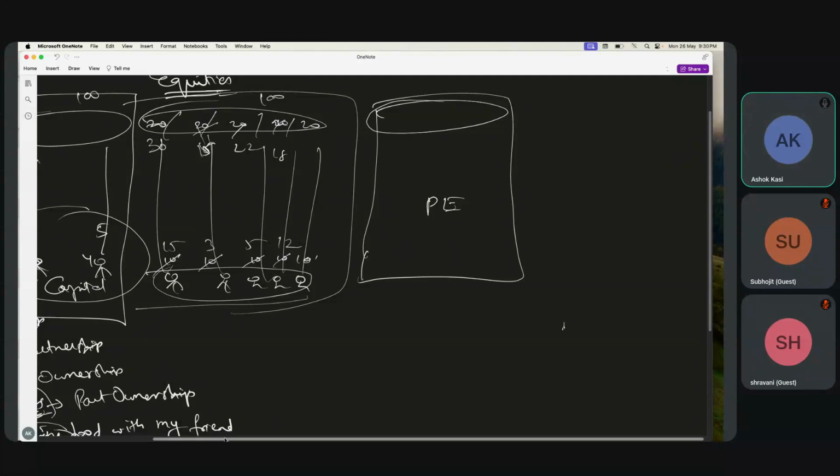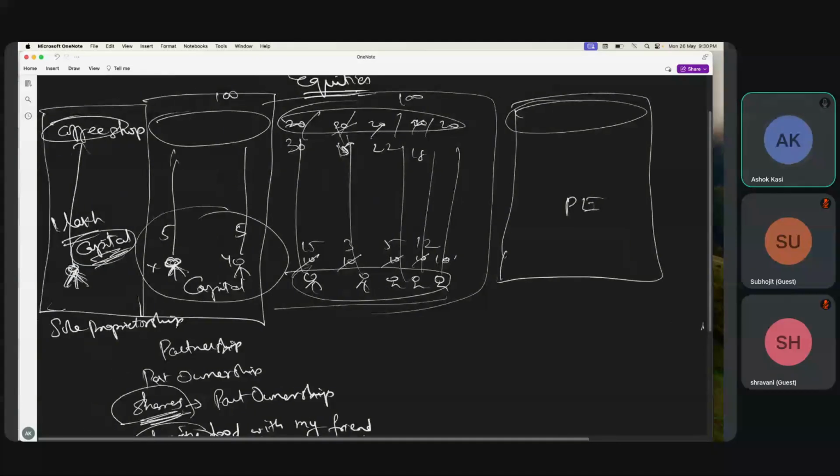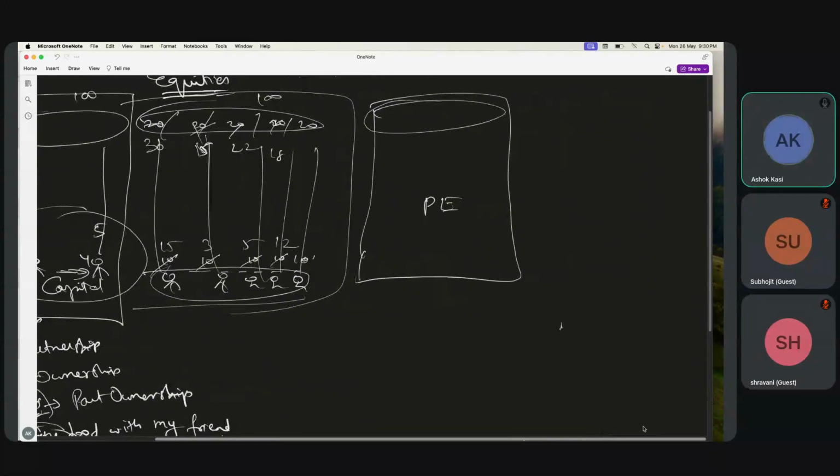Like even here you are selling the shares. First you sold the shares to your friend, then you sold the shares to your relatives. Now you are selling shares to a professional company. Okay, private equity investors. So privately you are selling and privately they are buying it. So this is private equity investors.